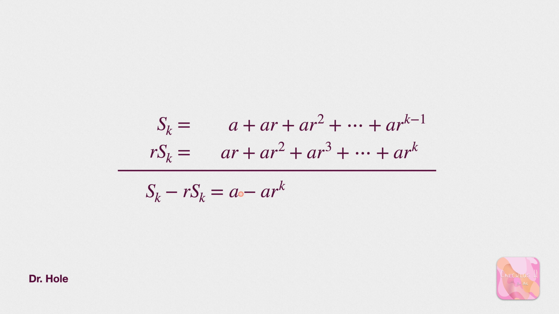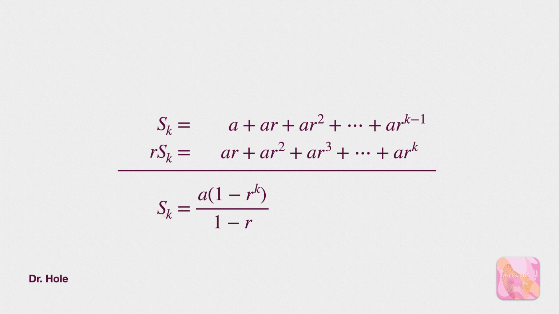Good. Let's work with this equation. On the left and on the right, let's factor off the common factor. And then the quantity that we're interested in is the partial sum, S sub k. So divide through by 1 minus r. And then we have an expression for the kth partial sum of a geometric series.